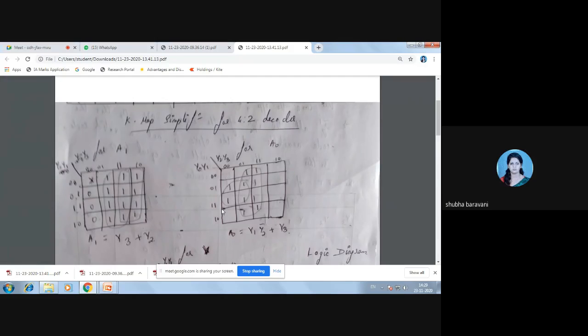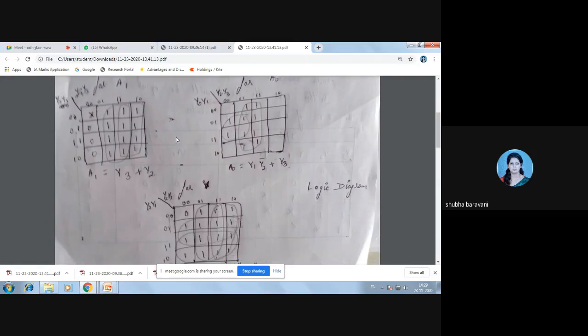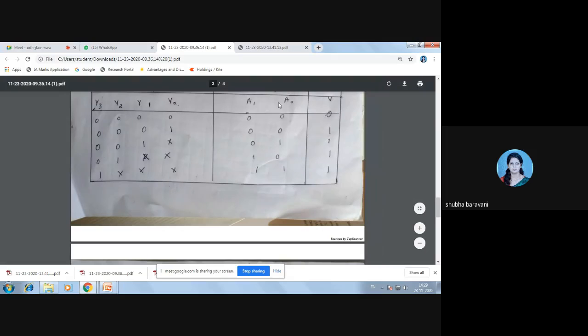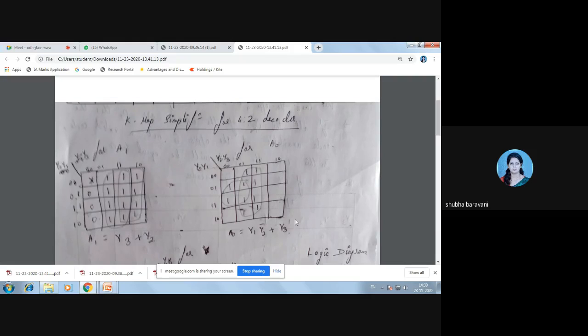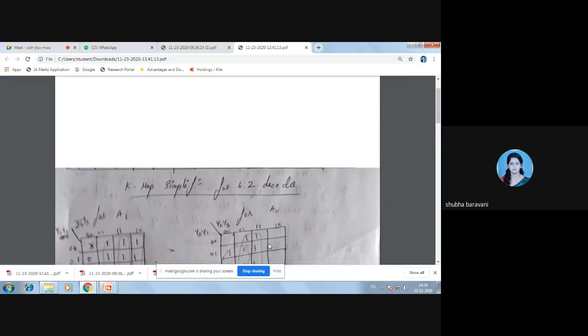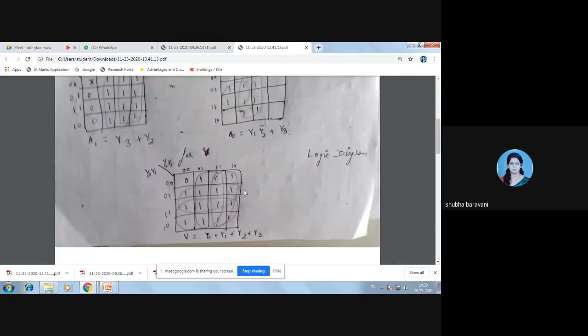No, ma'am. Okay, so I have drawn a K-map for this function. You have to see all possible combinations. So for A1 I get Y3 plus Y2. For A0 I get Y3 plus Y1 Y2 bar. Okay, and for the valid code V also I have put a K-map.